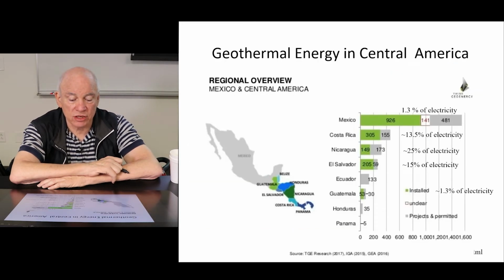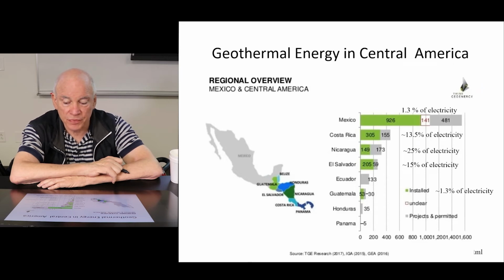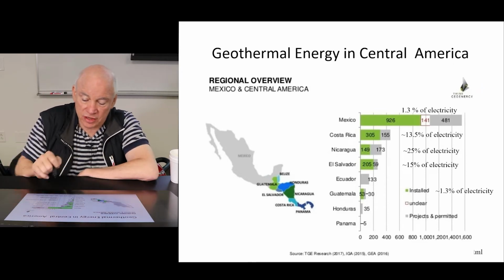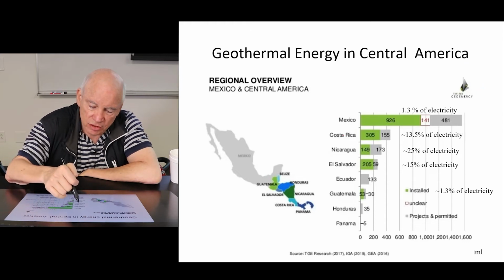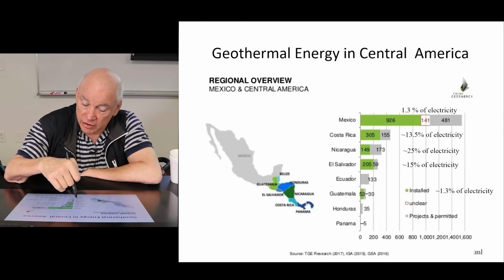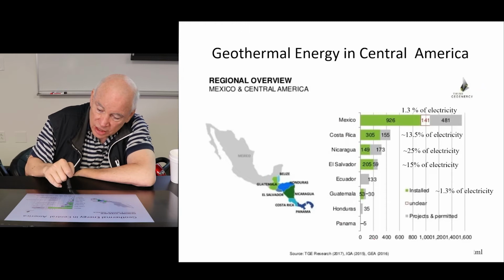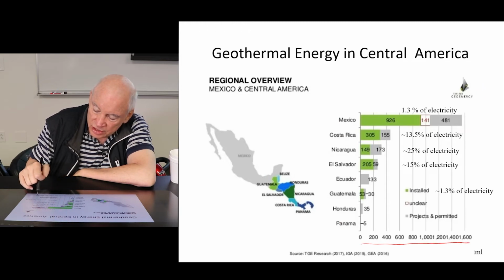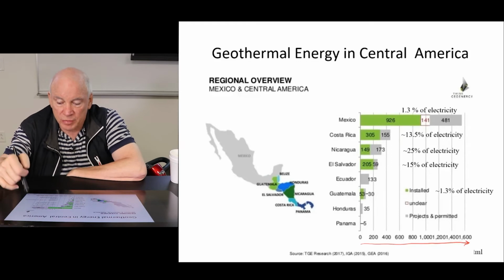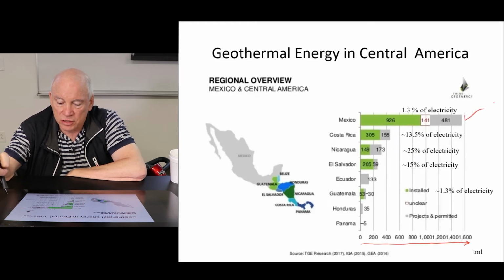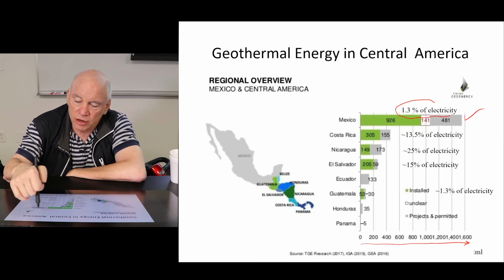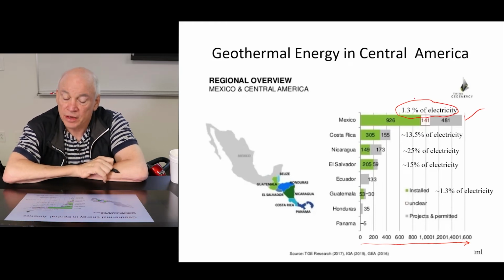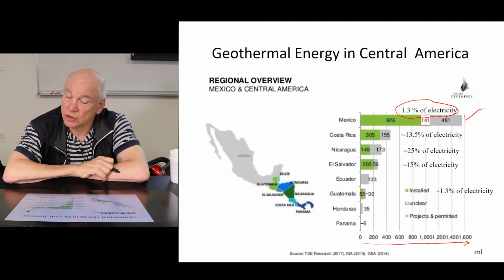All right, so now let's look at geothermal energy just in Central America. So these are the countries: Mexico, Costa Rica, Nicaragua, El Salvador. Now Ecuador's in there, it's in South America obviously, Guatemala, Honduras, Panama. Now this is how much electricity capacity exists in geothermal. So Mexico obviously is far and away the most, but as we said, it only generates about 1.3% of its electricity that way, and that's because Mexico generates a very large amount of electricity for its large population.